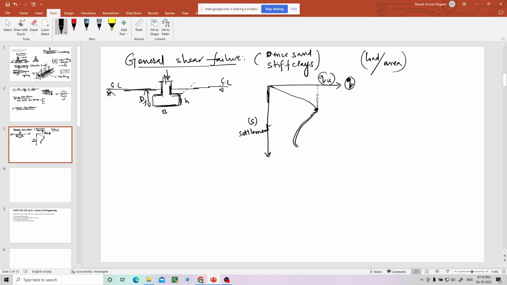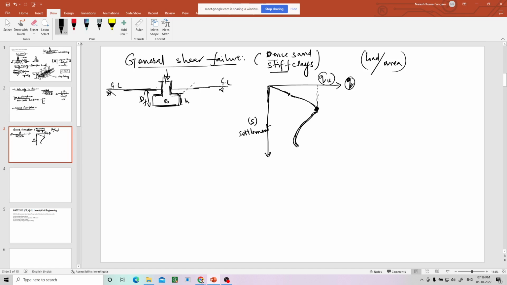Slowly, whenever you are applying load, the load will increase, it can take further load and settlement will also increase. Then at a certain point, what will happen? The settlement will increase suddenly without taking any further load. In that way shear failure happens in dense sand and stiff clays. The load settlement curve will look like this, and let me erase this B.